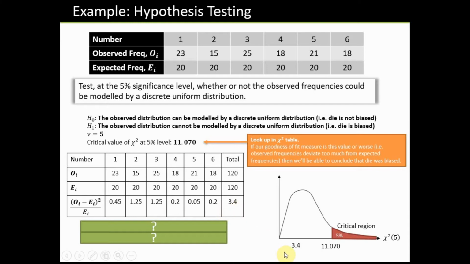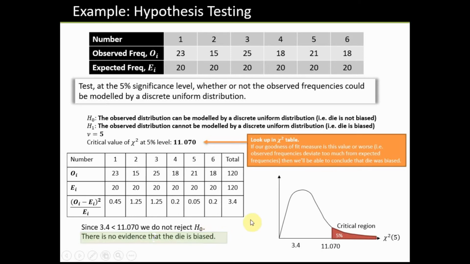And we can picture 3.4 on our sketch of the chi-squared distribution. We can see it's well below 11.070. It's not in the critical region, and if it's not in the critical region, we always accept the null hypothesis. So we can say 3.4 is less than our critical value, 11.070, so we do not reject H0. And as usual, we have to put that in the context of the question, so there is no evidence that the die is biased. And that's basically it for a goodness of fit test, but we'll look at a few more examples where it varies a little bit.